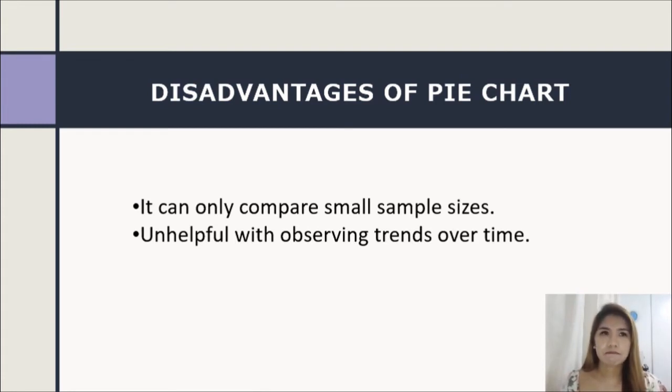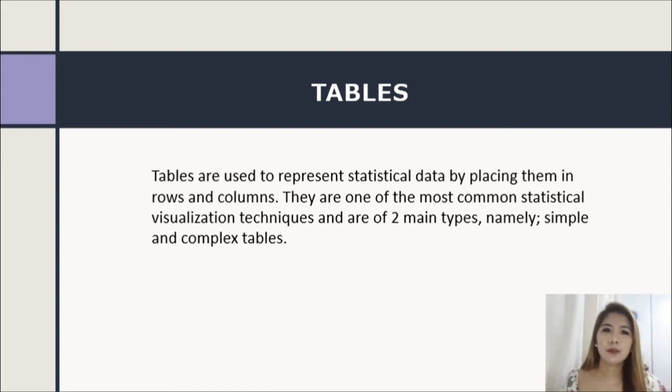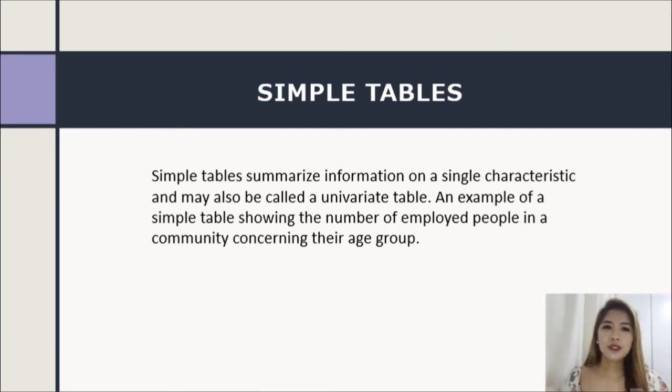time. Next, we have the tables. Tables are used to represent statistical data by placing them in rows and columns. They are one of the most common statistical visualization techniques and are of two main types, namely simple and complex tables. Simple tables summarize information in a single characteristic and may also be called a univariate table. An example of a simple table showing the number of employed people in a community concerning their age group.